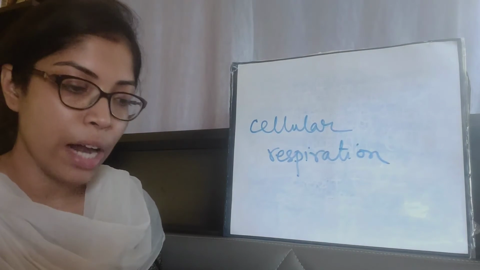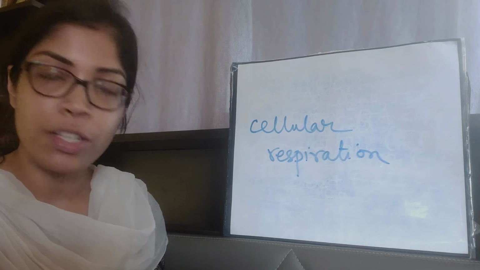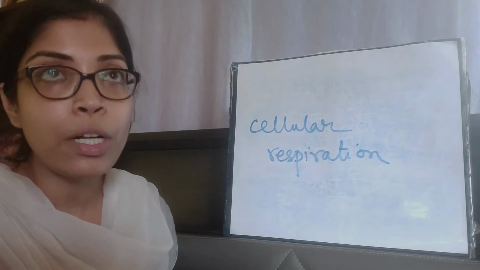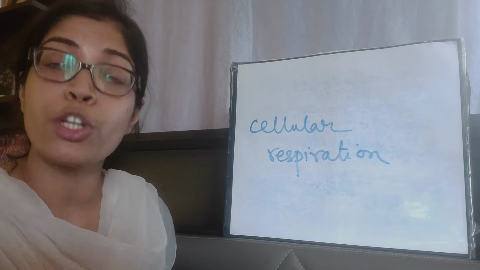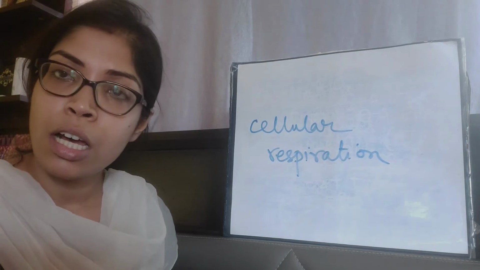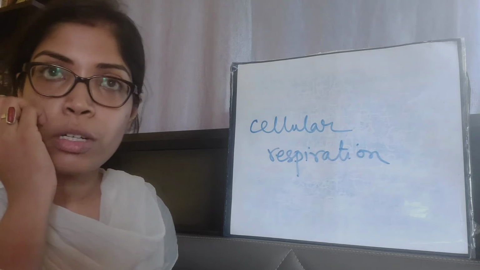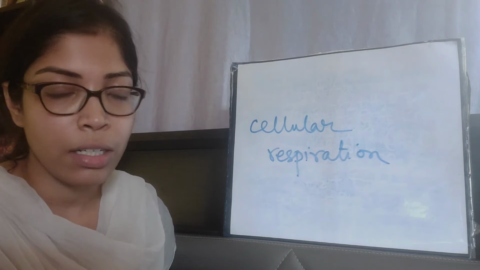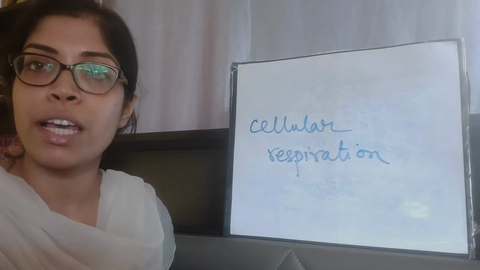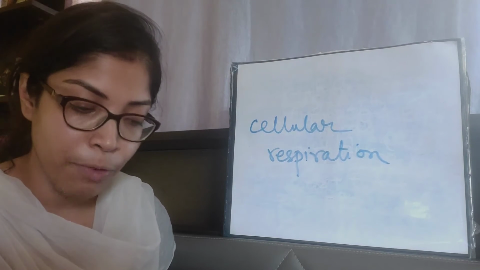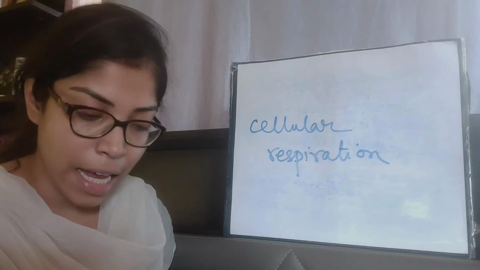There are two byproducts of cellular respiration: carbon dioxide and water. What is the actual product of cellular respiration? To produce what does this process take place? The actual product is energy in the form of ATP, and to produce energy, two byproducts are formed, which are carbon dioxide and water.